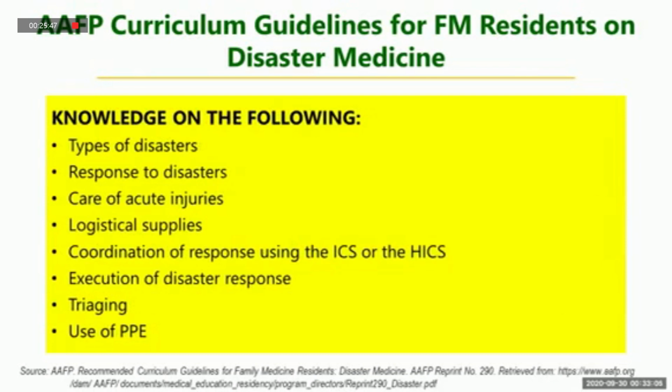So we are expected to know now the knowledge on the following: types of disasters, response, care of acute injuries, what to bring, coordination of response using your incident command system or hospital incident command system, how to go about your response, and how to carry out your triaging if you've been tasked to do triaging, as well as to determine what type of PPE you're going to use for a certain type of disaster.